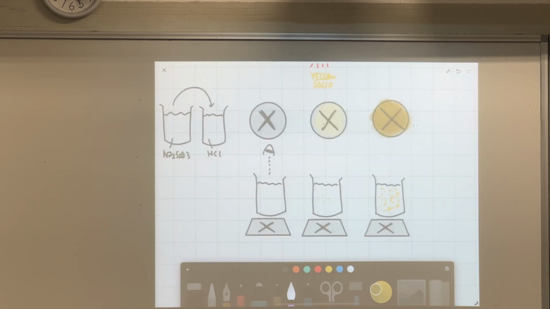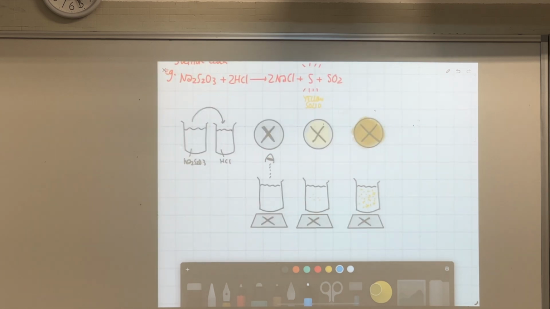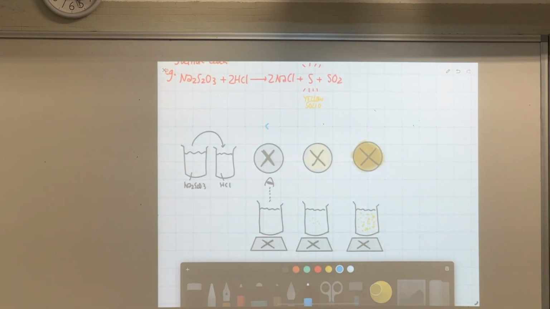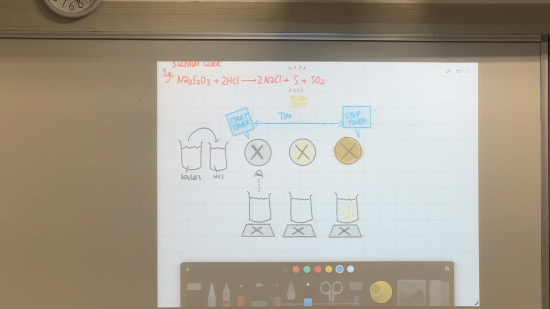From the time you start the reaction to the point you will no longer see the cross, you will need to start and stop the timer. You start the timer the moment you mix the two reactants, and you stop the timer the moment you can no longer make out the cross. So this is the time taken.